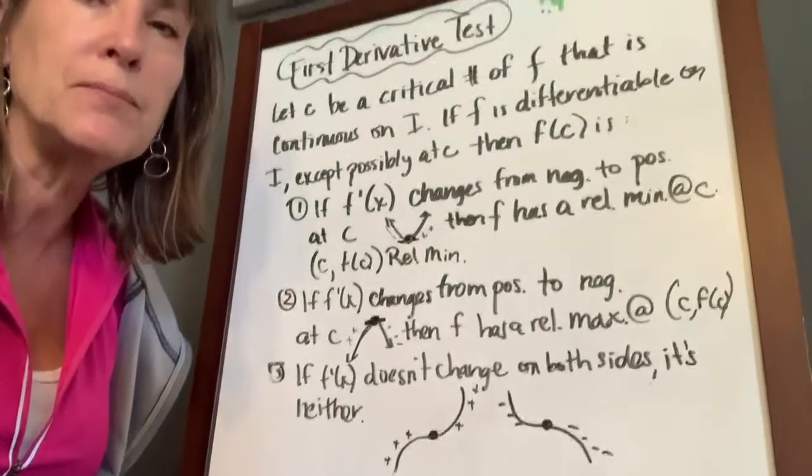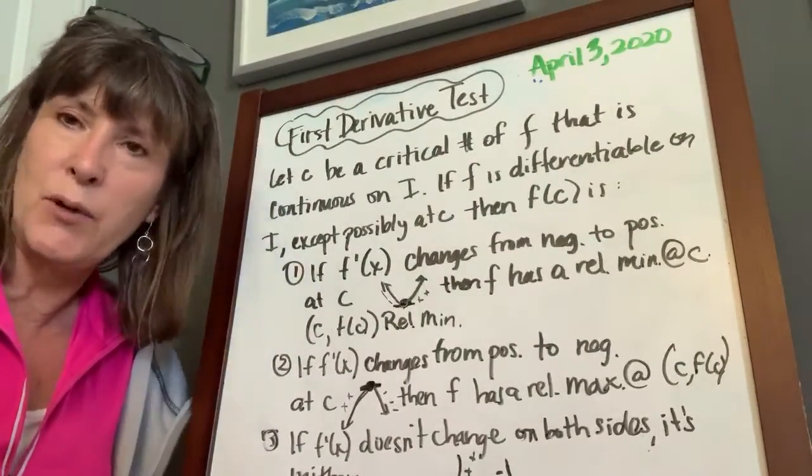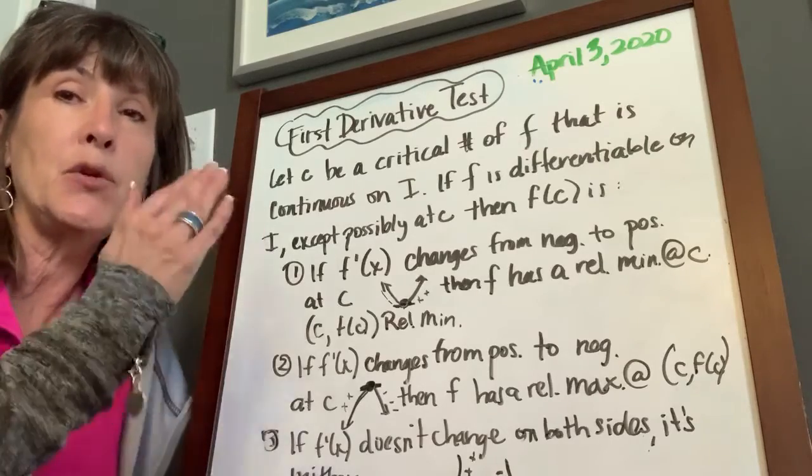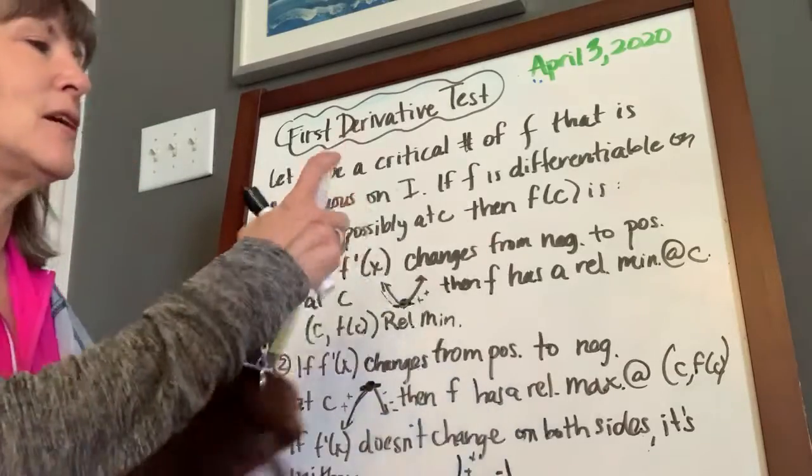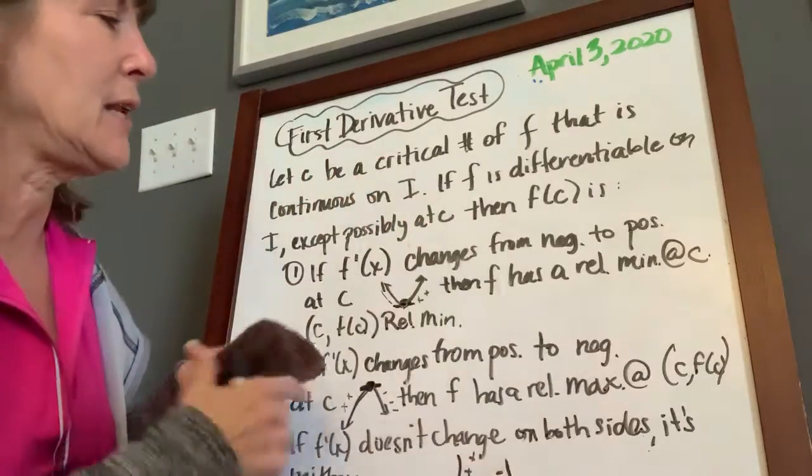Okay? So that's called the first derivative test. If you're trying to determine if your critical point is a relative max or a relative min, you examine to the left and to the right. So let's go back to our problem that we've looked at a minute ago.